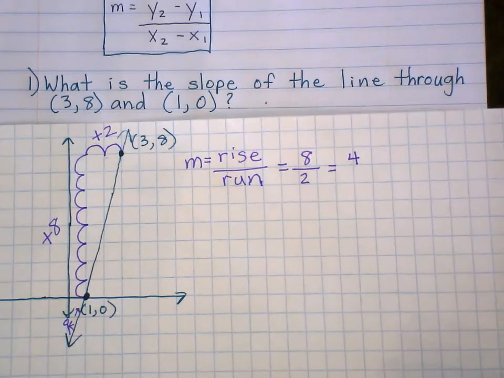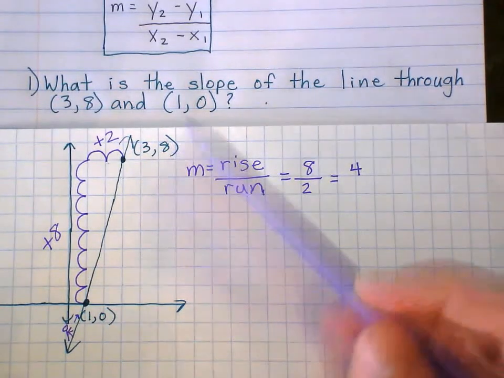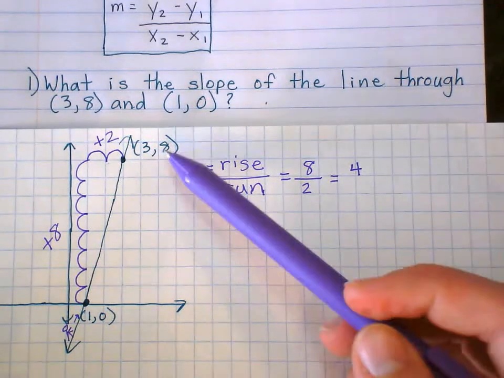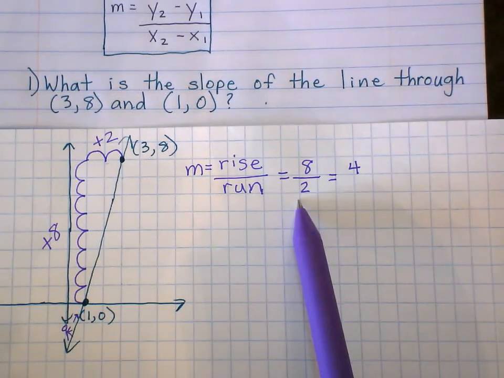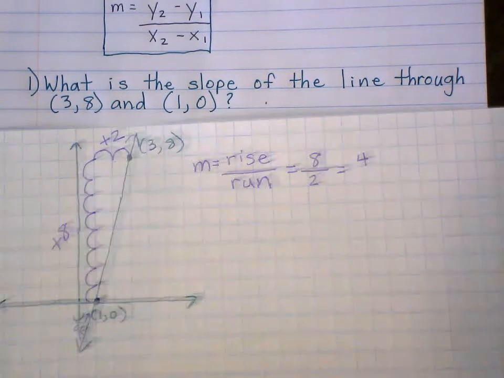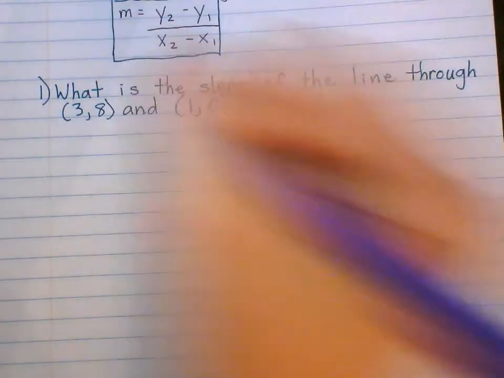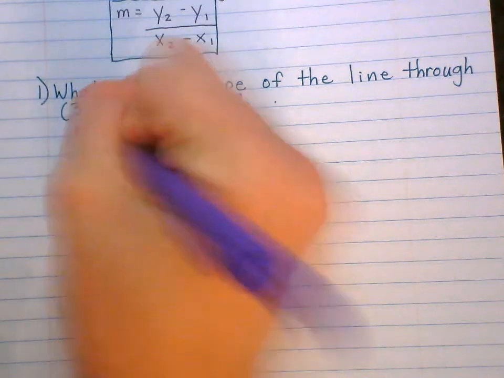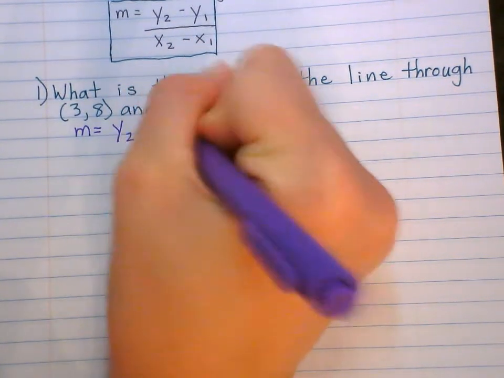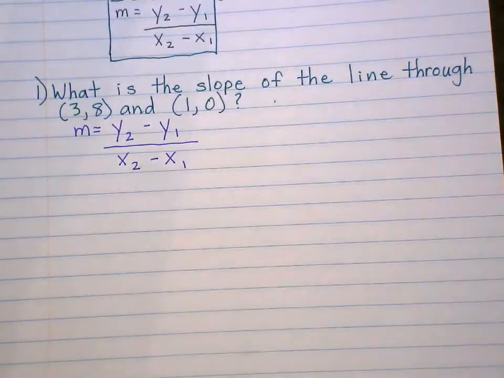So how we're going to do it now is with the equation, which is what we've been doing, where you're basically asking, how much did the y change? From 0 to 8, it increased by 8. How much did the x change? From 1 to 3, it increased by 2. Change in y over change in x, divide it, 4. So we're going to show that with the equation. The equation is m equals y2 minus y1 over x2 minus x1.